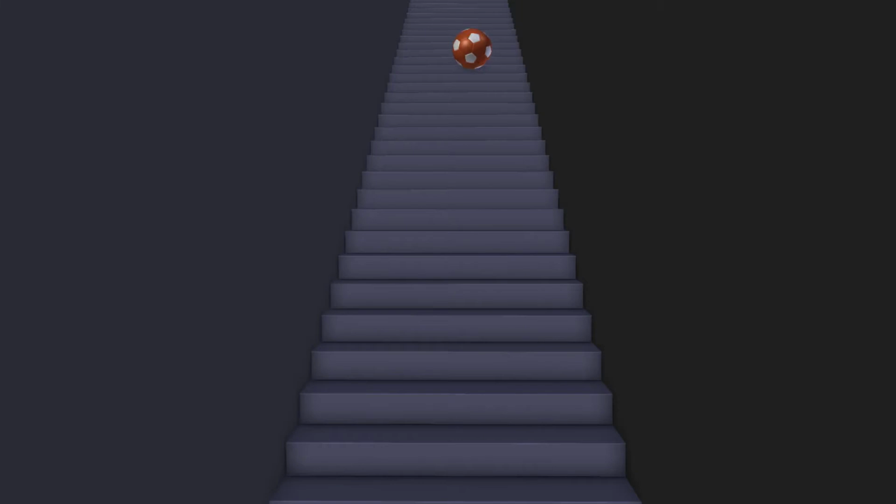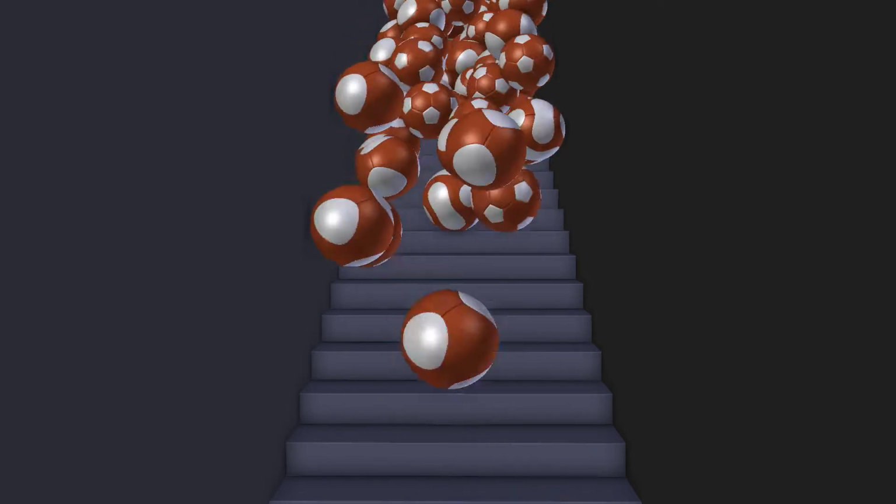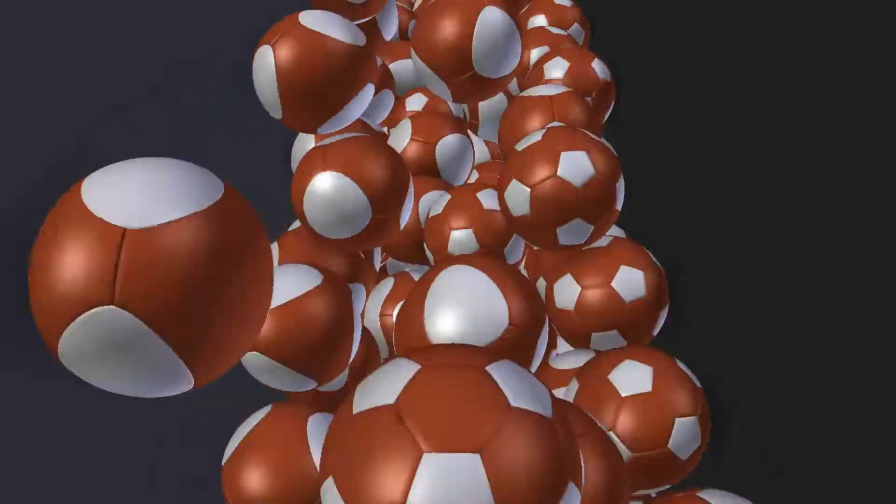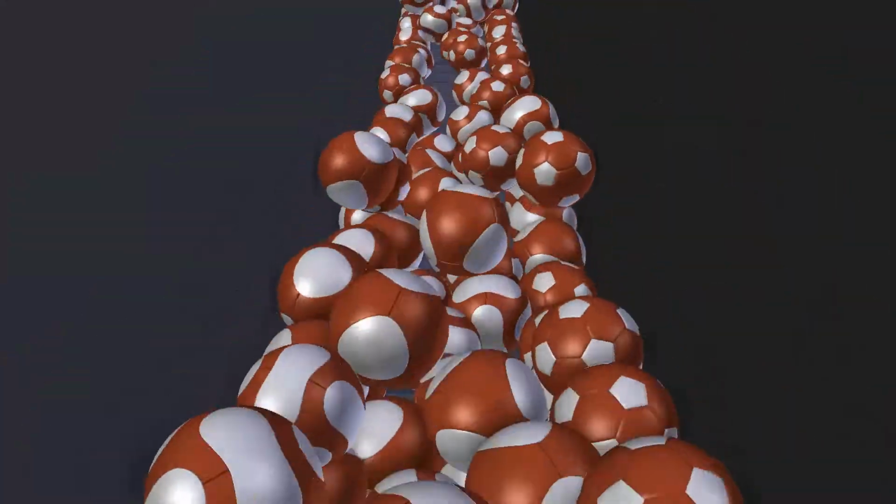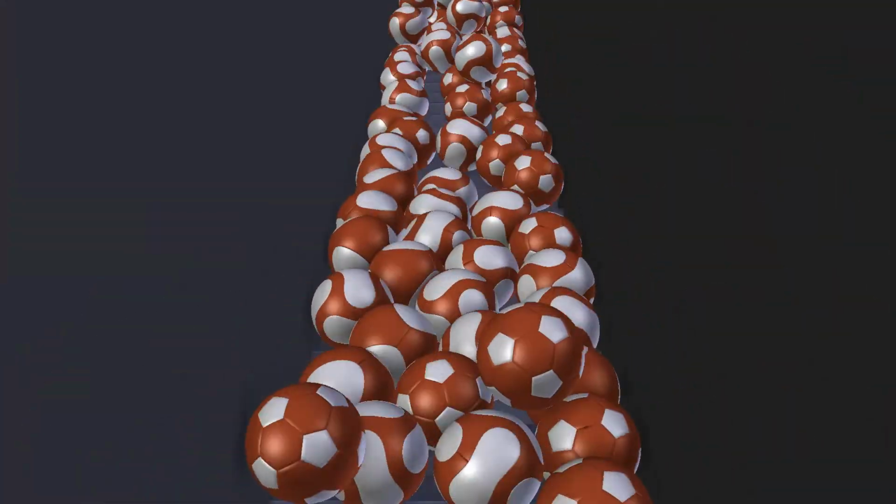It's perfectly reasonable to animate one ball bouncing down the stairs, but what if you need 400 balls bouncing down the stairs all at the same time? Not only would you have to animate each one hitting the stairs, but you'd have to animate them bouncing off each other as well. And so the amount of time it takes to animate such a shot using keyframes increases exponentially with each extra ball you add.